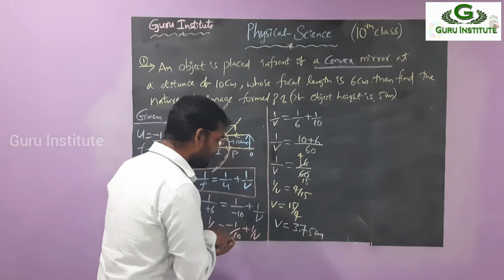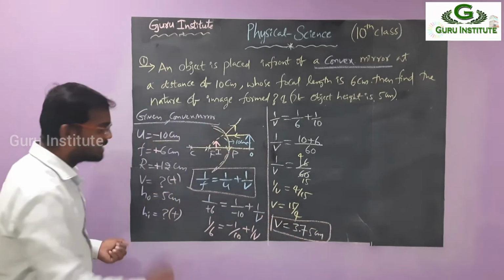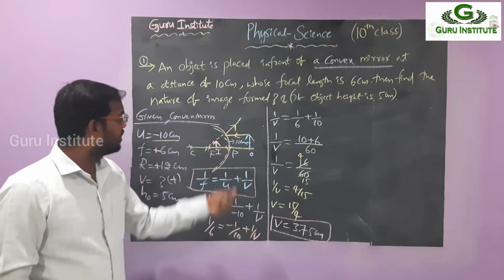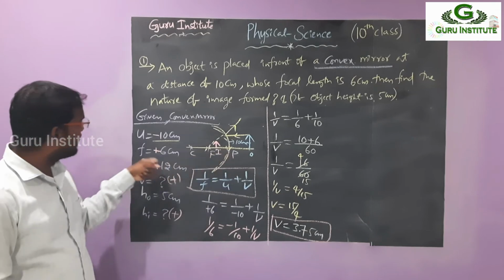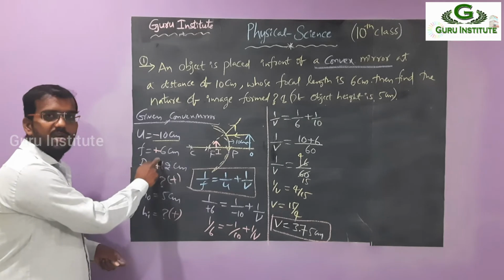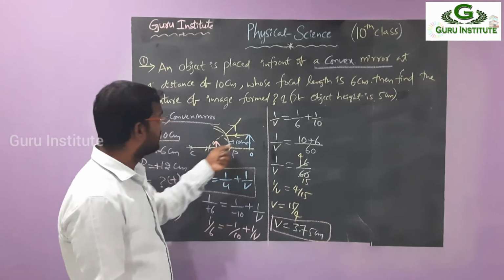Then observe this one, 3.75. Are you getting positive or negative? Positive. So positive means our answer is correct. Let's check whether it is correct or not. What is the distance between P and F? The P and F distance is 6 centimeter. Always, in between P and F you will get an answer below 6 only. Are you getting below 6 or not? Your answer is correct. Now we have to see about the size.